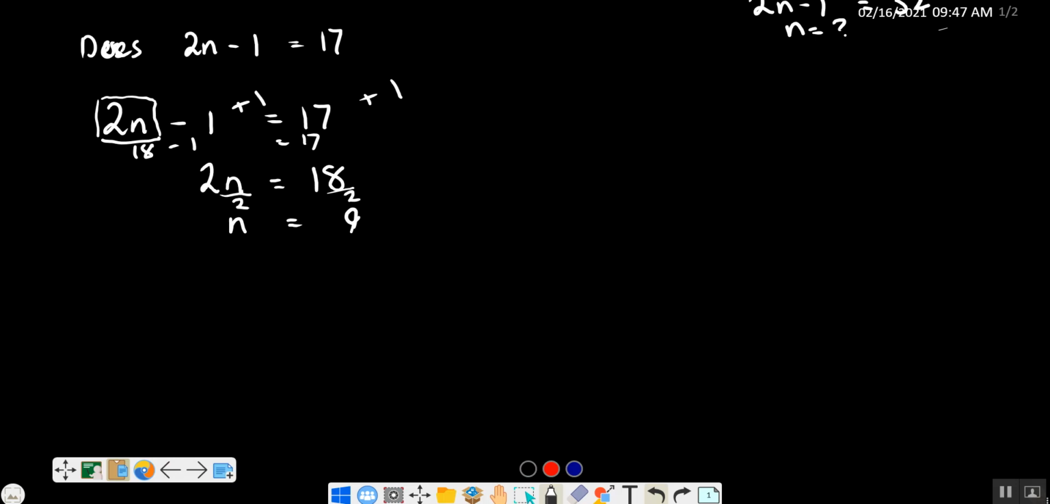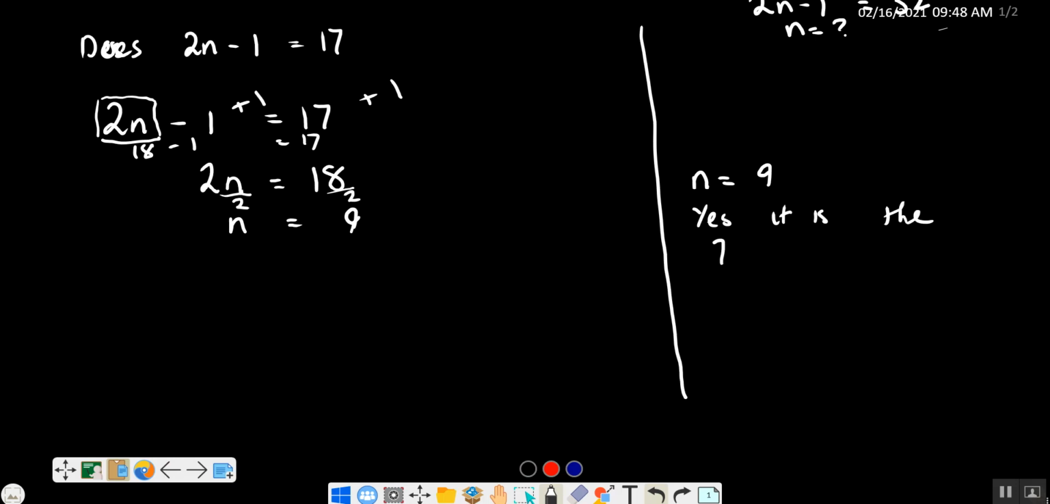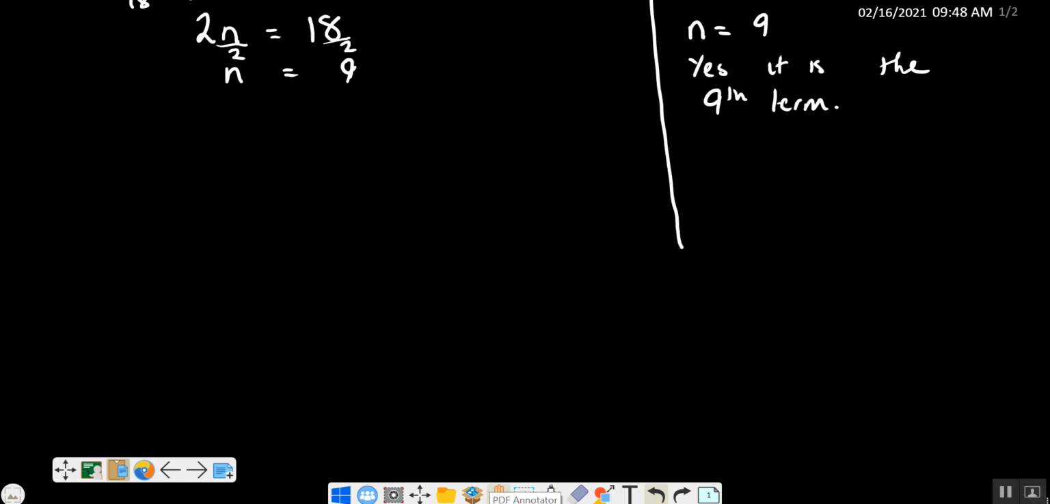Alright, so, is 17 in the pattern? Yes. Not just yet. So, Zoe, you now have a line on here, so you can write like this, and then I can write n equals 9. So we can say, yes, it is the 9th term. Yeah? All right. Next question. Georgie, did you get that? Make sense? Yeah?